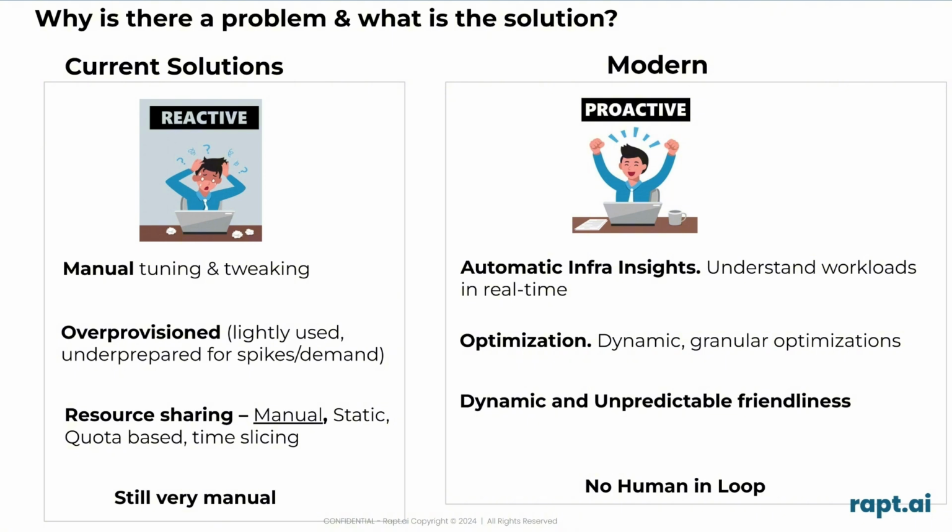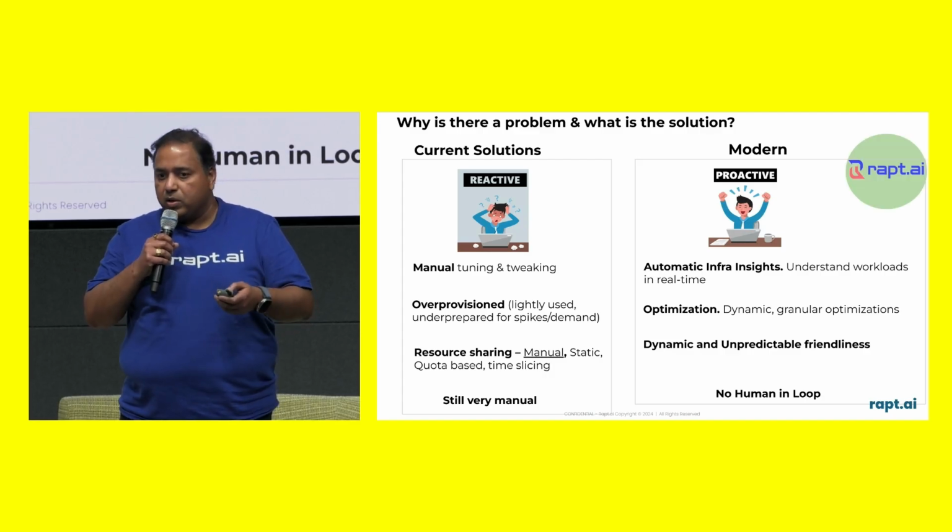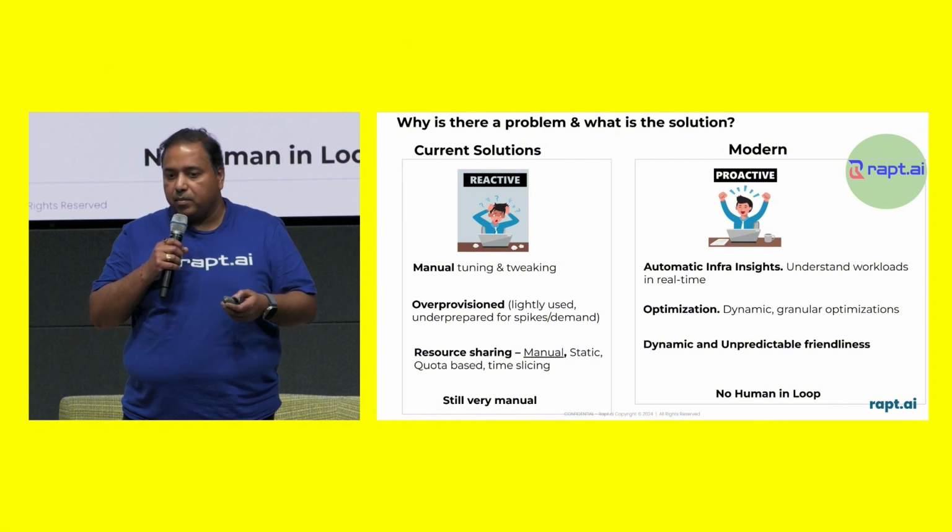The second one is, based on that, can I go and dynamically optimize? It could be a model or it could be a resource, right? That's what you can do. And the last one is, obviously, it has to be dynamic and unpredictability-friendly, especially if you're running more and more inference and reasoning models moving forward, right? And that's exactly what Rapt.ai brings to the table.